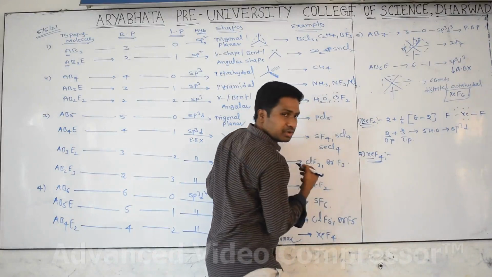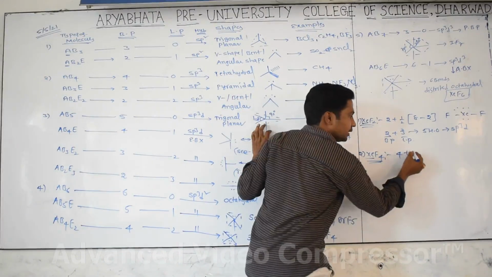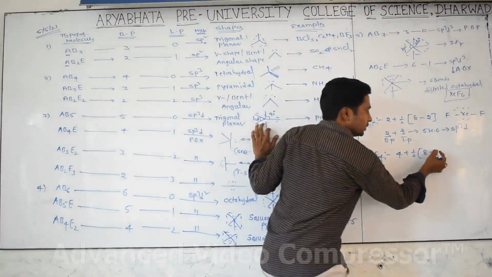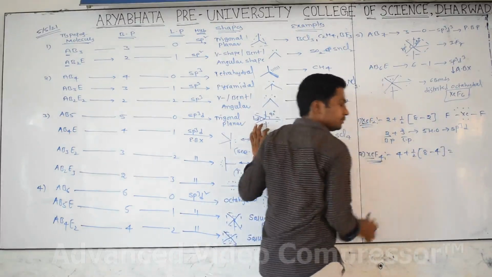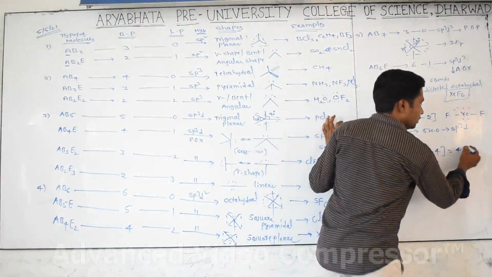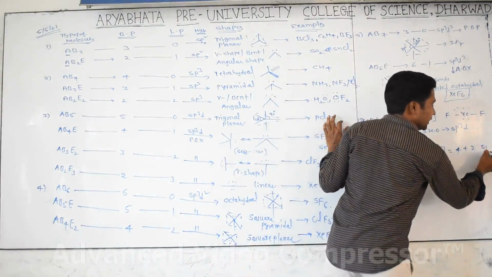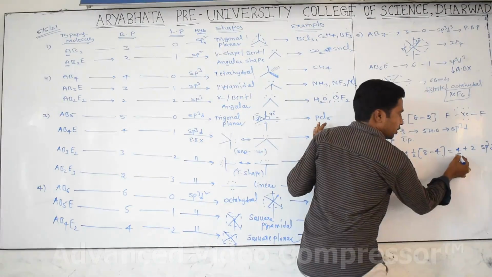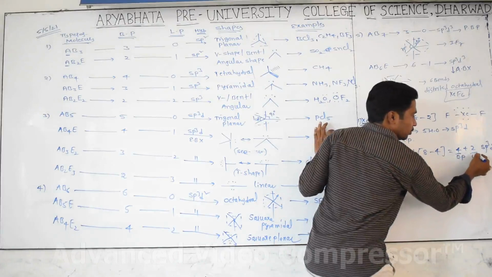The central atom is xenon. Around it we have 4 atoms, so xenon has 8 electrons minus 4 for the fluorines, 4 bonds. We are getting 4 minus 4 by 2, nothing but 4 plus 2. 4 plus 2 means sp3d2 hybridization. The first one is the bond pair, the second one is the lone pair.